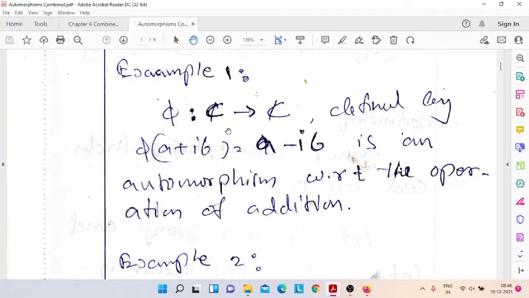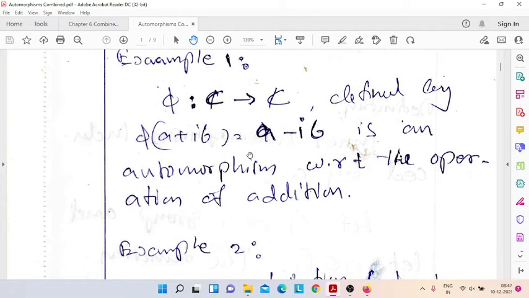See, a plus ib is a complex number. It's a member of the group of complex numbers, with respect to the operation of addition. So phi of a plus ib maps to a minus ib. That's also a complex number. We can show that it's an automorphism.